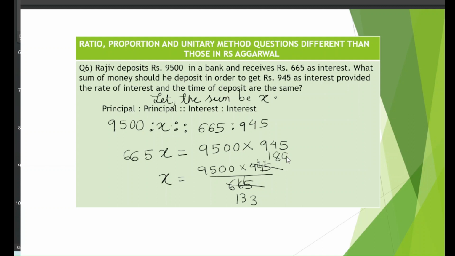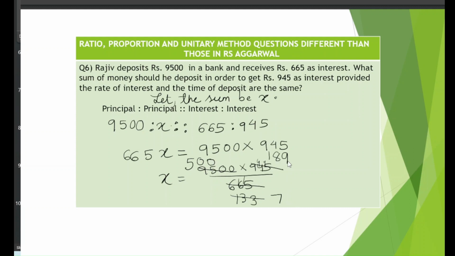So it becomes 5 nines are 45. Now 13. Now we know 19 sevens are 133. Now here also, 19 fives are how much? 19 fives are 95. So 5, and then these 2 zeros I just need to put as it is.